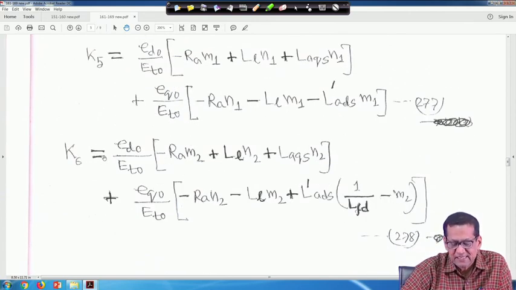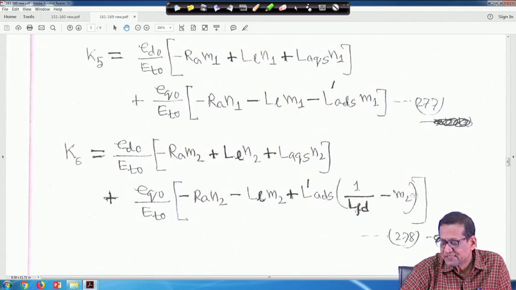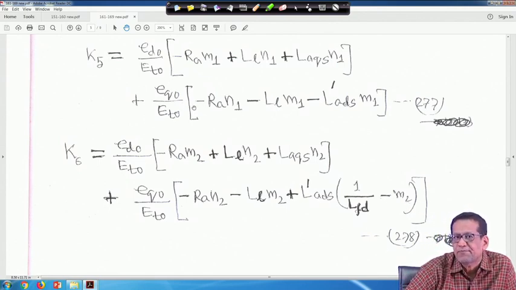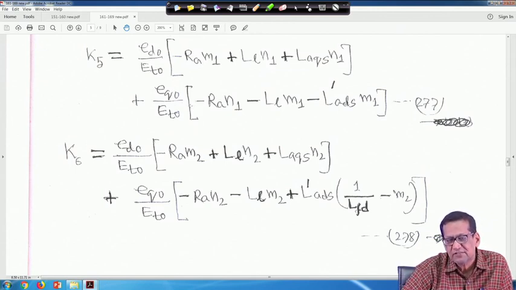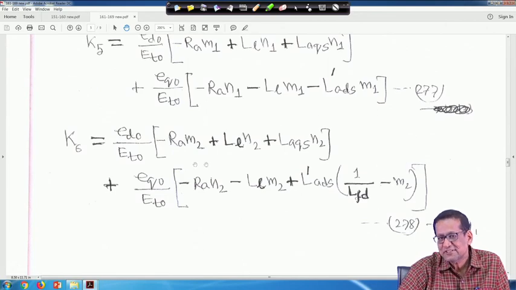Similarly, for k 6 you will get E d 0 upon E t 0 in bracket into minus R a m 2 plus L L n 2 plus L a q s n 2, plus E q 0 upon E t 0 in bracket, minus R a n 2 minus L L m 2 plus L a d s dash in bracket again 1 upon L f d minus m 2, bracket close and bracket close. This is equation 278. You need not remember these expressions for k 1 through k 6; all data will be supplied, but I suggest you derive them once.